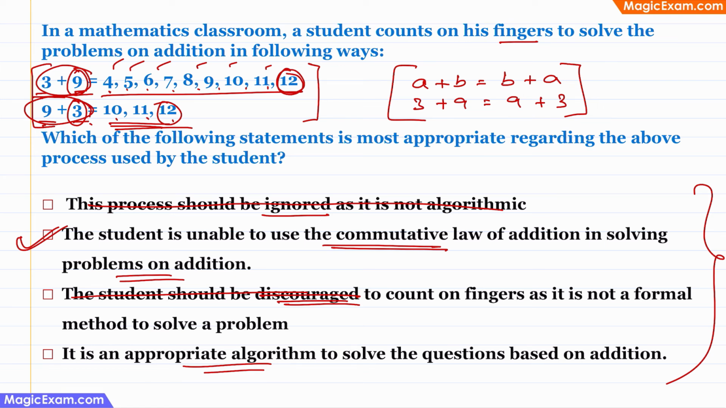No, this is not appropriate, because if the student is doing it in a complicated way, then the teacher should teach him the easier or simpler way of doing it. Therefore, this is not appropriate. Therefore, the last statement is also incorrect. Therefore, only option 2, that is, the student is unable to use the commutative law, is the correct answer here.